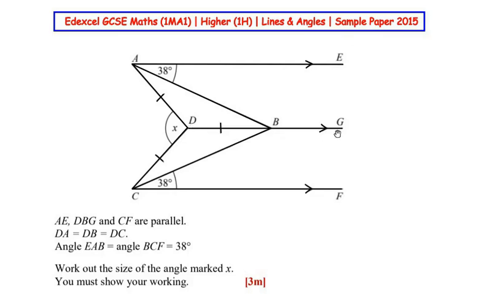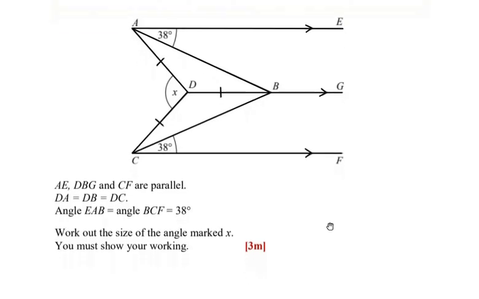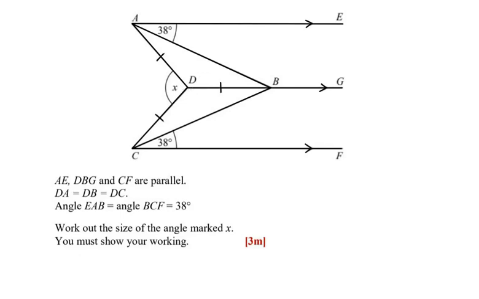AE, DBG and CF are parallel. DA is equal to DB is equal to DC. Angle EAB is equal to angle BCF is equal to 38 degrees. Work out the size of the angle marked X. You must show your working. So here we have been given three parallel lines, AE, DBG and CF, and DA is given equal to DB and DC. We have to find out the angle X.